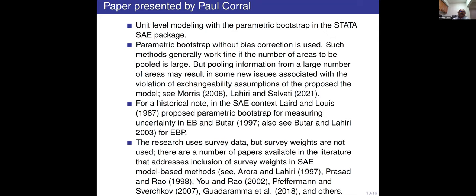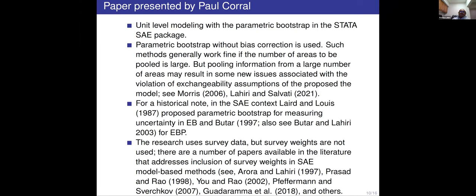That is a comment I received from Carl Morris in discussing my paper with my friend Jiming Jiang, the 2006 Test paper. And recently I have written one paper with Nicola Salvati addressing this, when one can use parametric bootstrap without bias correction, and going for some flexibility in the modeling approach that might allow this kind of bootstrap without bias correction.